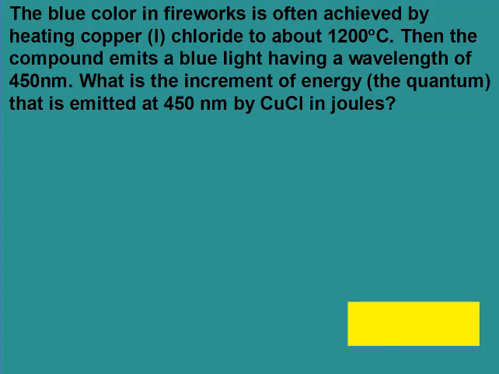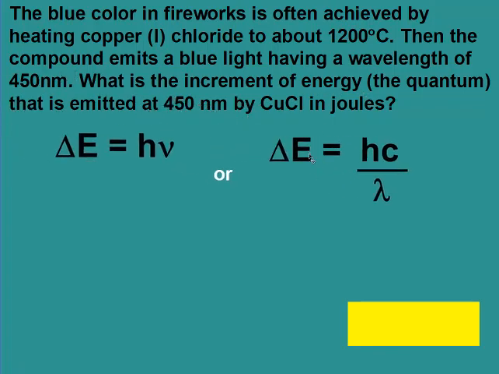So on this problem, they say that you have 450 nanometers, and they're saying what is the increment of energy that's emitted. So the first thing you've got to decide is which equation are you going to use. In this problem, we have wavelength, and we're looking for energy. The only equation that has both of those is this one on the right. Remember that we're using the one on the left if it has to do with frequency and energy, the one on the right if it's wavelength and energy.